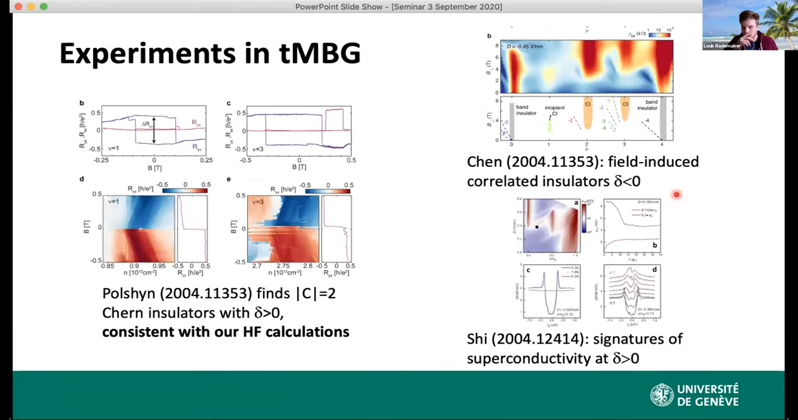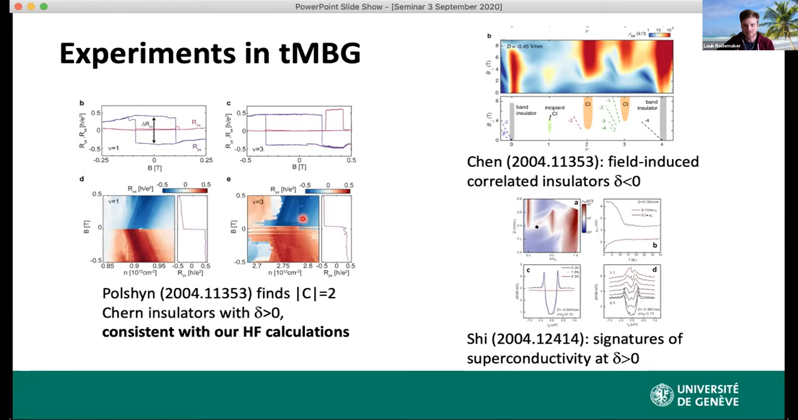And amazingly, there were several groups in April who did experiments on twisted monolayer-bilayer graphene. And this group, I think the Santa Barbara group, they saw indeed at nu equals 1 and nu equals 3 a quantum anomalous Hall effect. Well, the quantization is not perfect, but as you can see, it's almost here at a half. So that's the resistance, which means it has a Chern number 2, consistent with what we predicted from our Hartree-Fock calculations.